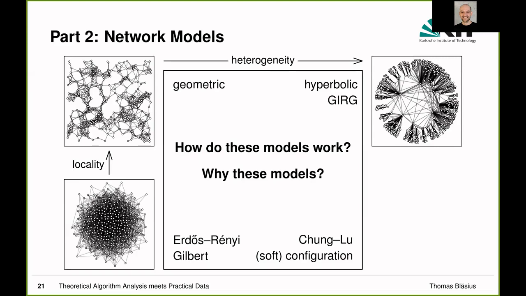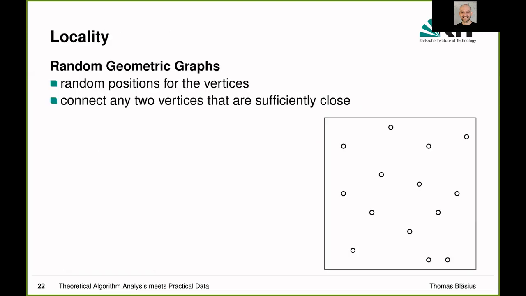Now, how do we get locality? For locality, you could look at random geometric graphs. The way you generate these random geometric graphs is by taking some kind of ground space, let's say this unit square, and then you place vertices randomly in this space. So you select random positions for the vertices. Once you have these random positions, the graph is determined by connecting vertices that are close to each other.